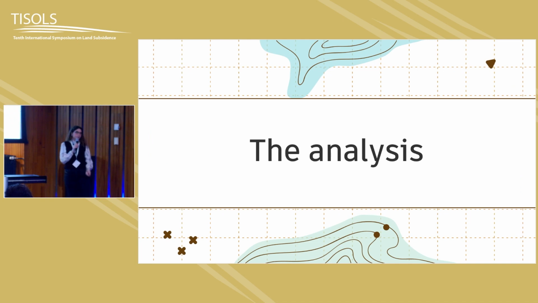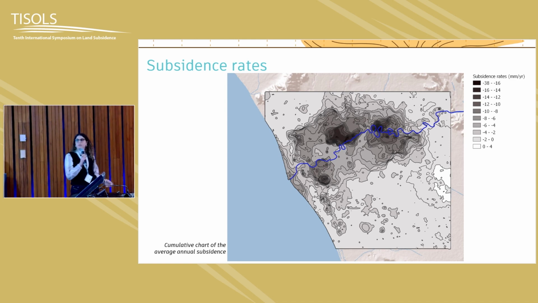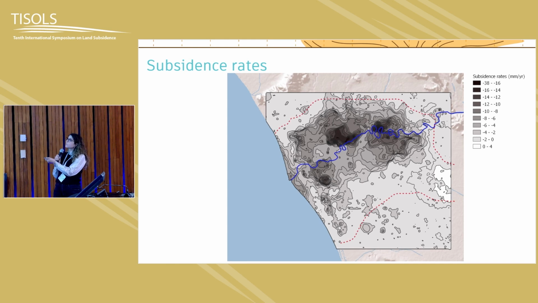So the starting point for the analysis are the subsidence rates that in the plain can reach 38 millimeters per year. In this figure, we can see the rates that come from the elaboration of the Envisat data. This is a cumulative chart of the average annual subsidence. We can also see how the subsidence is happening in the plain, and that the borders of the plain and the borders of the subsidence are overlapping. That means that the subsidence is happening in the Holocene deposits that are on top of the tuff surface that I described before.